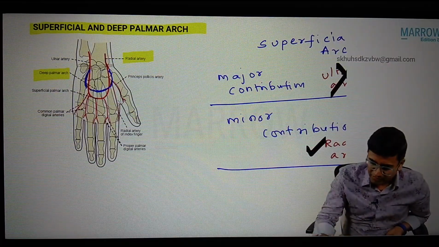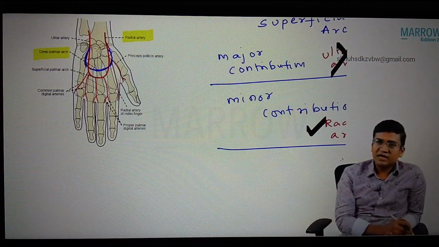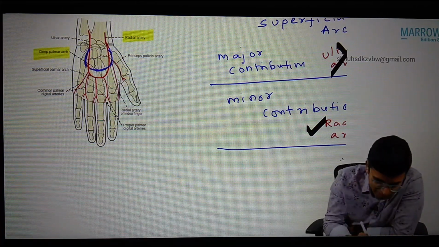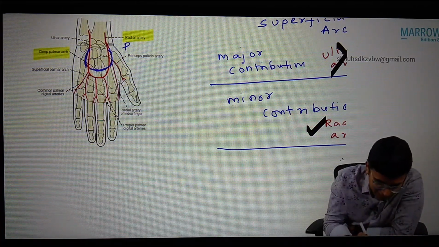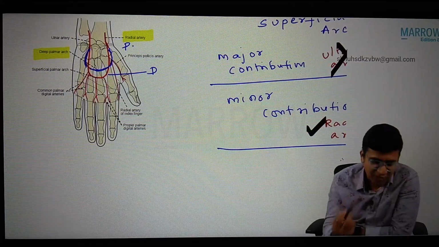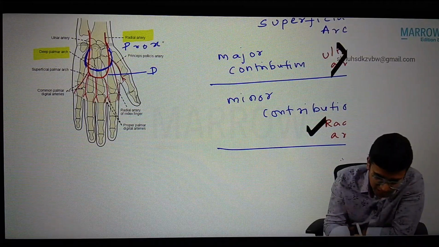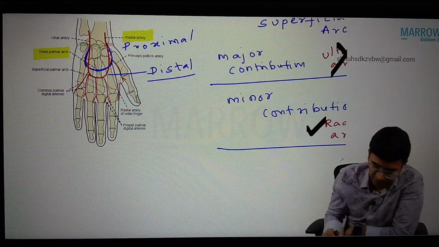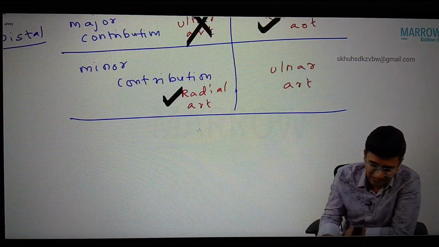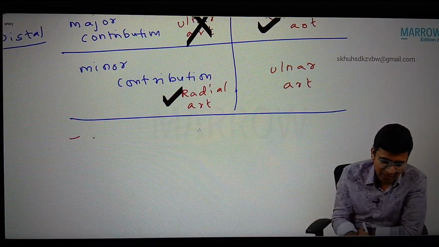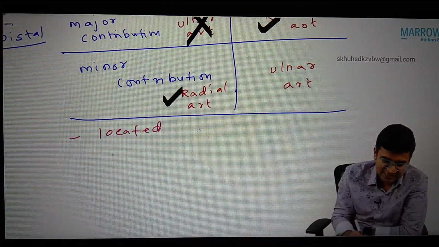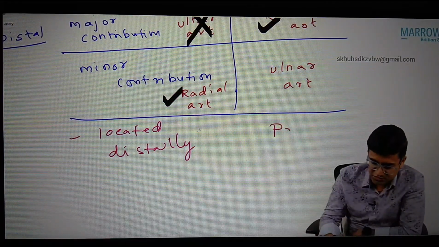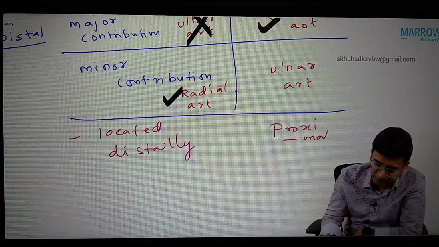Now, one more point. Sometimes they ask you which arch is proximal and which arch is distal. See our deep palmar arch, this is proximal and this is distal. So which arch is proximal? Yes, the deep palmar arch is proximal and the superficial arch is distal. Sometimes they may give a statement that the deep palmar arch is located distally compared to the superficial arch, which is false. The deep palmar arch is proximally located.